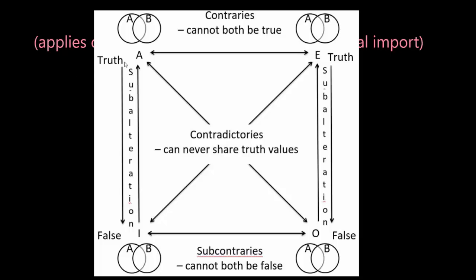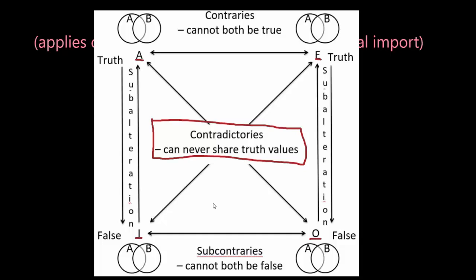The first thing that I want to note is the similarities that this square has with the Boolean square. In our upper left-hand corner, we have our A propositions. In the upper right-hand corner, we have our E propositions. In our lower left-hand corner, we have I propositions. And in the lower right-hand corner, we have our O propositions. Those are the same, and those are still going to be contradictories of each other. So our A propositions and O propositions will always have opposite truth values, and our E propositions and our I propositions will always have opposite truth values.